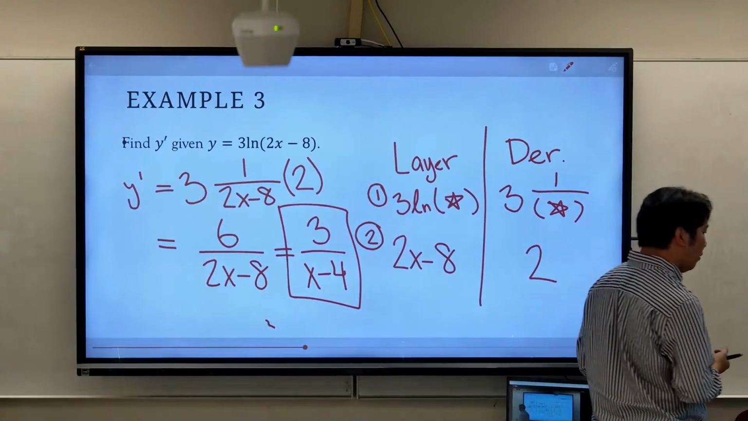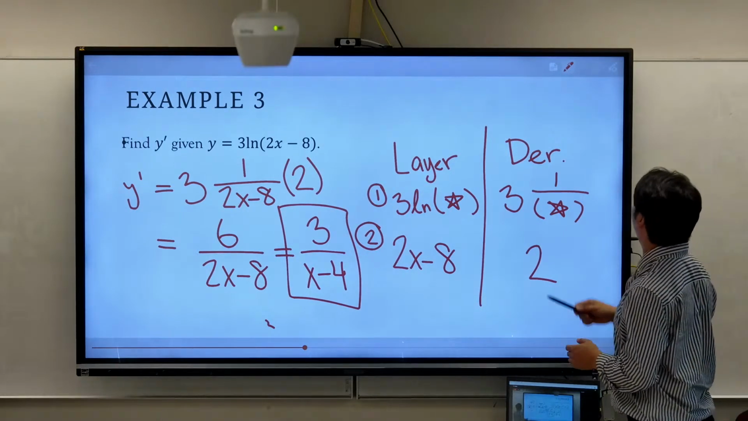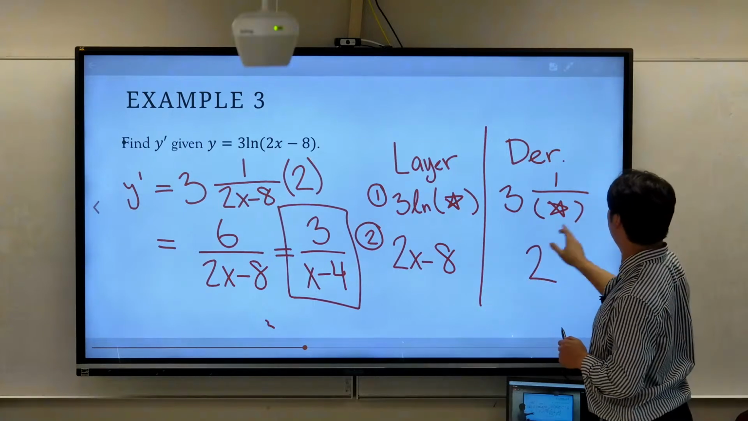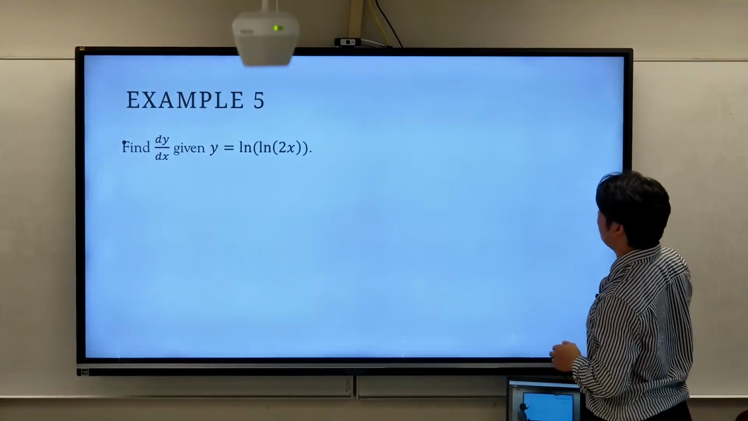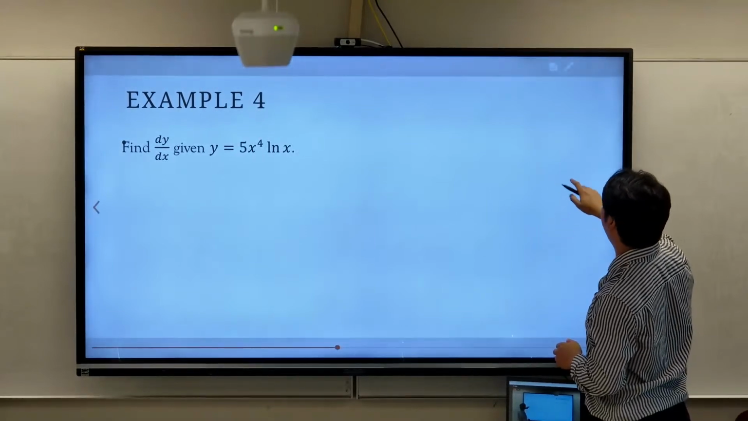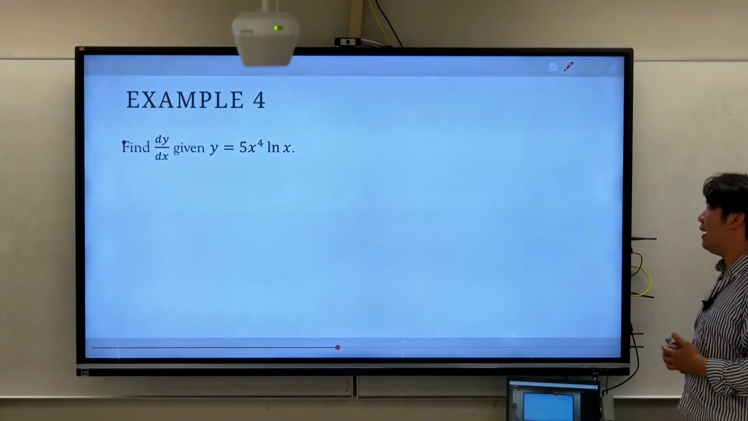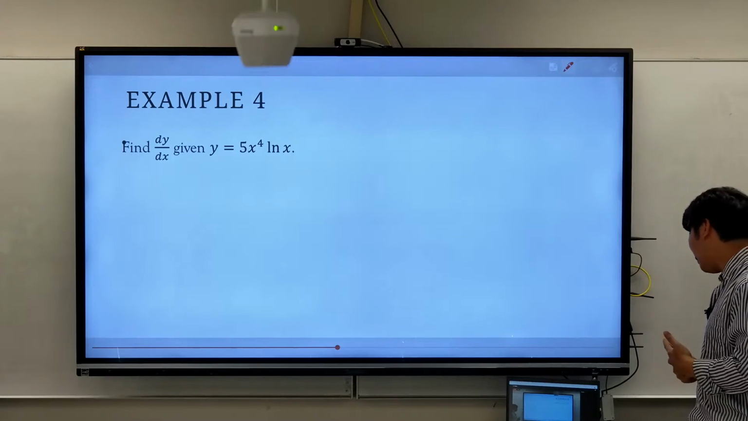All right, so we finished example 3. Let's go ahead and look at our next example. See if I can get this to work properly. Example 4. Give me the derivative if I have y is equal to 5x to the 4th times the natural log of x.